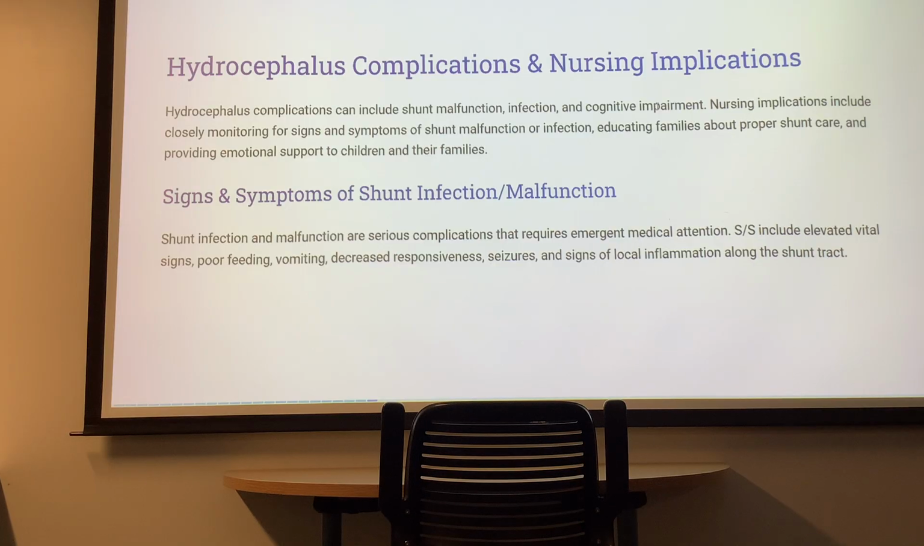So if they were great, they were good, they were alert, fully conscious and talking to you, and now they're kind of confused or obtunded, could there be an issue with their shunt? Absolutely. So definitely something we want to take a look at, right? So making sure that you're closely monitoring for shunt malfunction, for infection, making sure that education for families is really touched on as far as shunt care, providing emotional support to children and their families, because are they going to be able to do everything that a child of their age should be doing?